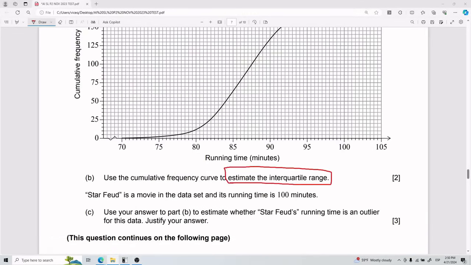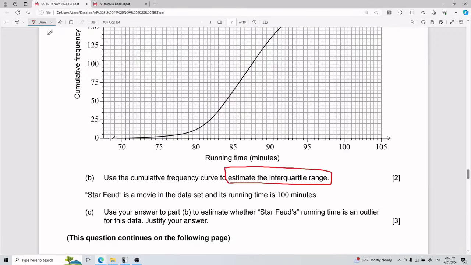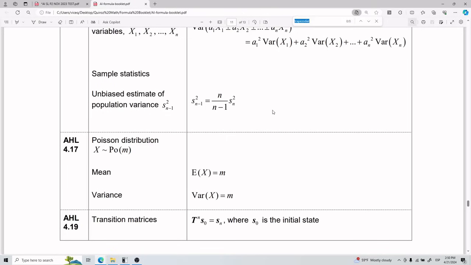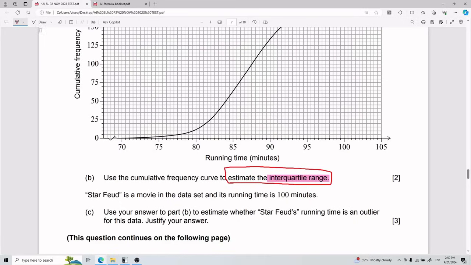And so you're going to go ahead and open up your formula booklet, which is right there. And so over here, you've heard about interquartile range. It's a buzzword you've identified before. And so you look it up and say interquartile range, and there it is. Q3 minus Q1. Now, we need to understand what Q3 is and what Q1 is.